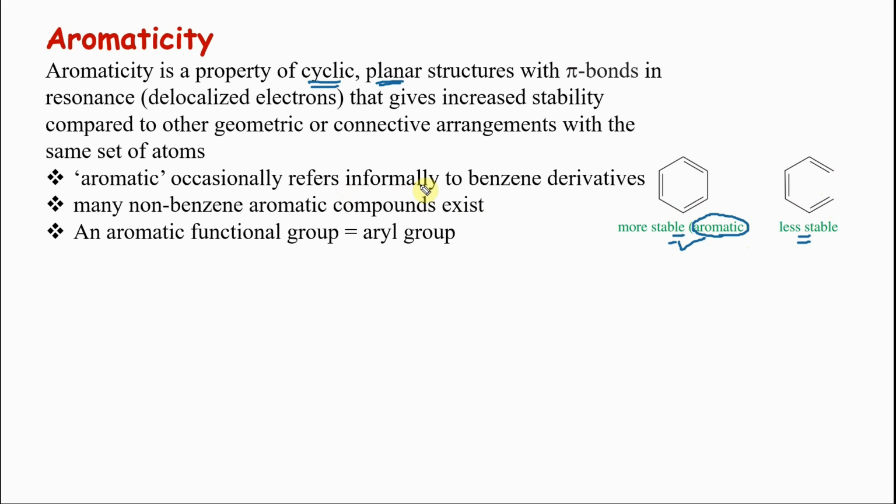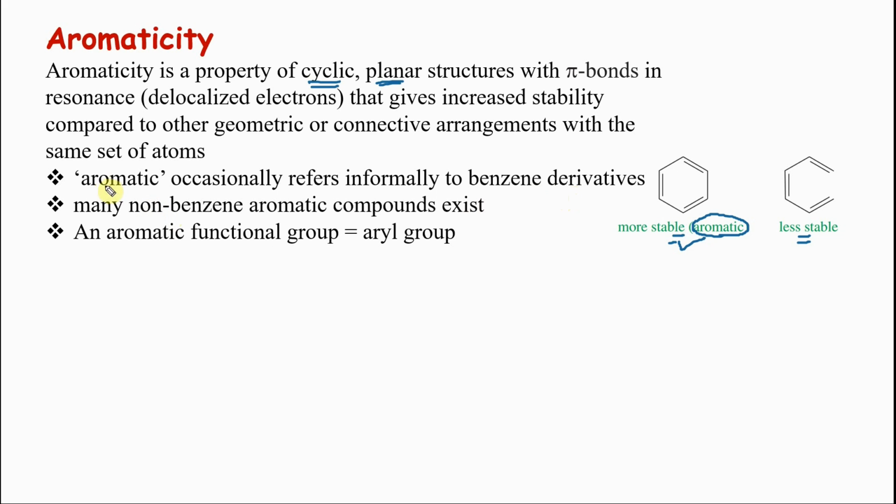Aromatic occasionally refers informally to benzene derivatives, meaning aromatic compounds are often taken to mean benzene ring compounds. That is informal, occasional, it's not always true. Okay, there are a lot of compounds that are non-benzene compounds, but they are aromatic. We are going to see them as well.